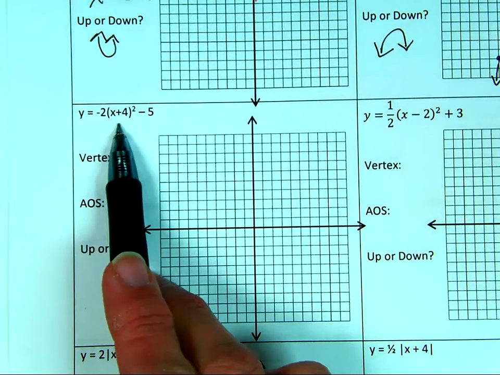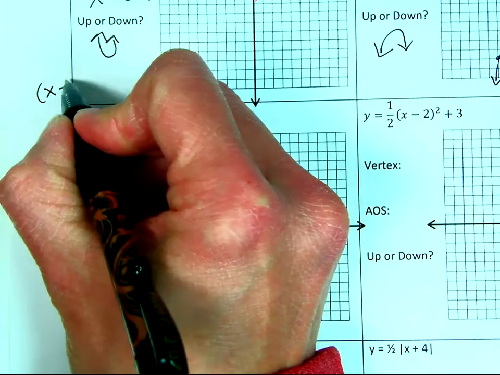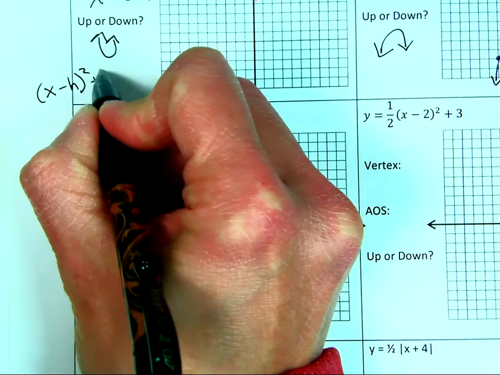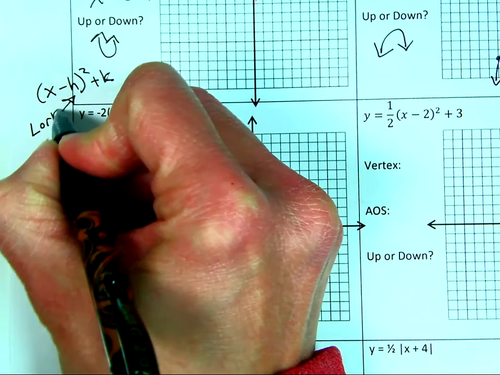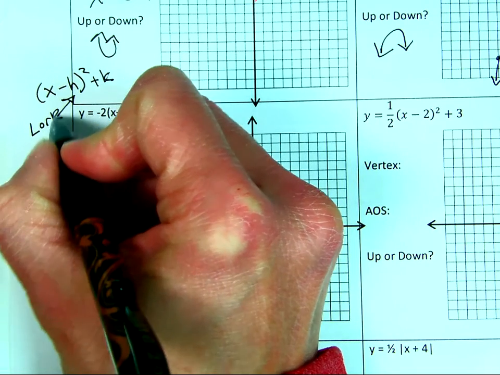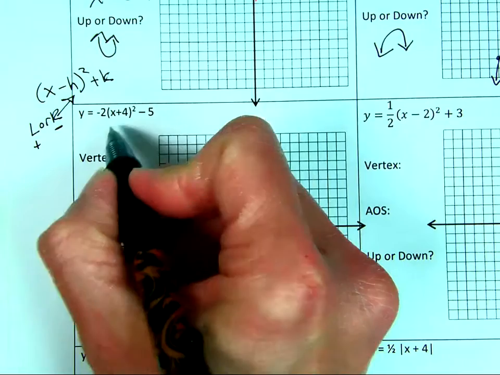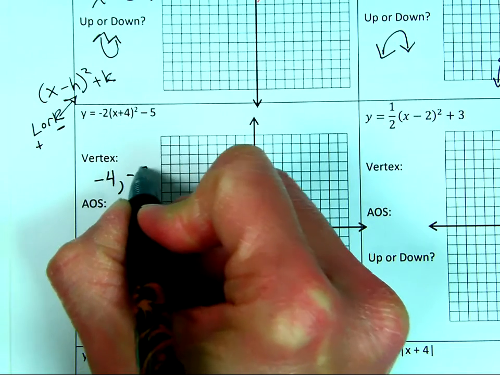When we shift, that number inside, remember that's the x minus h squared plus k. The h tells us whether we're moving left or right. If it's negative, we're moving right. It's weird that way. When it's positive, we're moving left. So I know that I've moved left, that the vertex is left 4 and down 5.